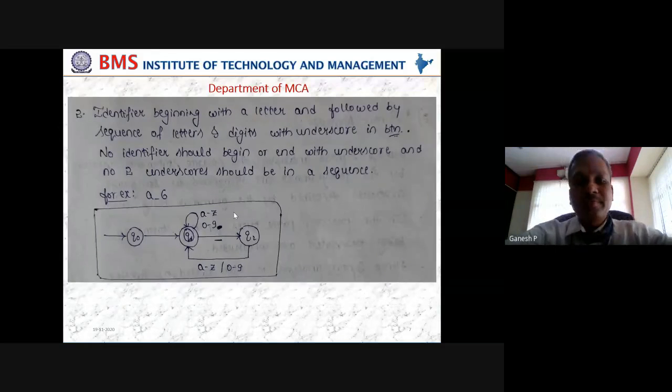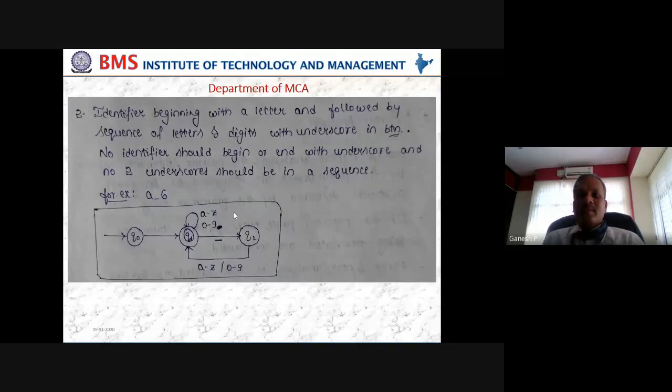An identifier beginning with a letter and followed by a sequence of letters, meaning that both are mandatory. It should begin with a letter, no doubt, and it should also be followed by a sequence of letters and digits, which is mandatory. Then we have to rewrite this particular diagram.